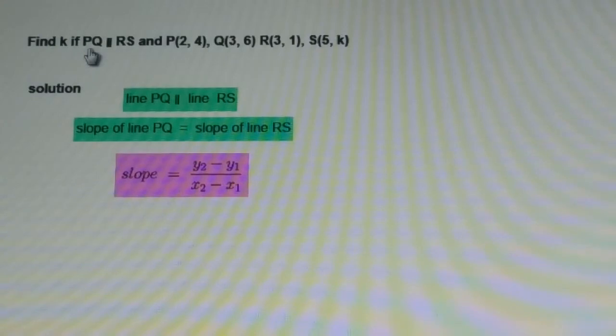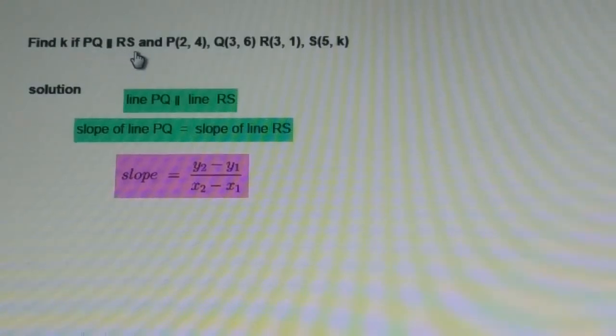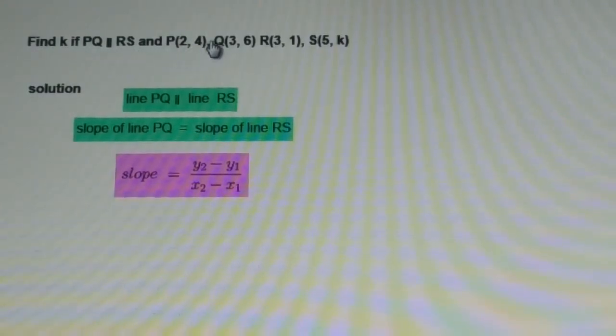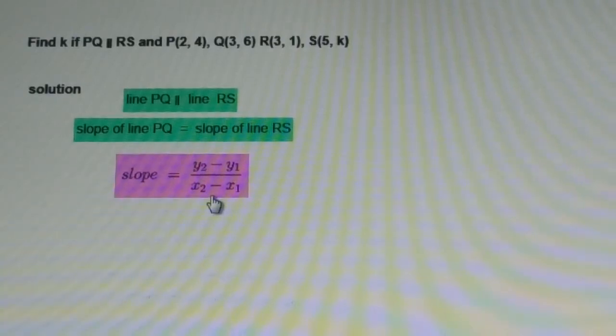Find k if PQ is parallel to RS and P is (2, 4), Q is (3, 6) and R is (3, 1) and S is (5, k). Here we have given PQ parallel to RS. And we know that parallel lines have equal slopes. Therefore we can infer that slope of line PQ is equal to slope of line RS. And we have the slope formula: slope is equal to y2 minus y1 upon x2 minus x1.